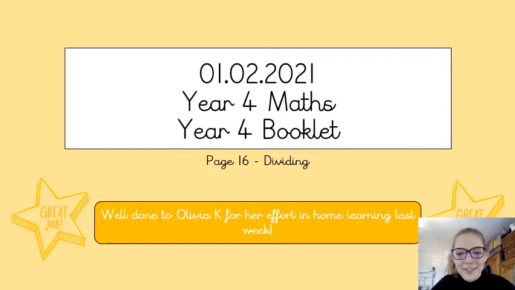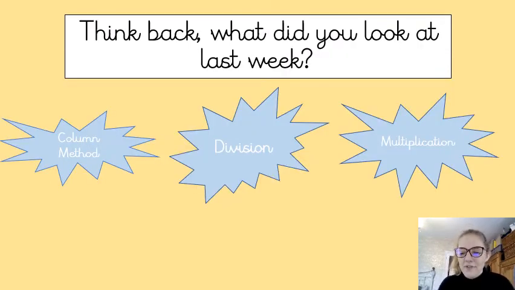Okay, so very quickly, we're just going to have a think back to what we did last week. What different things did you look at? So we looked at column method, but we looked at it in relation to multiplication. We've started to look at division and we're going to finish that off today. And we finished off our multiplication at the start of the week. So they're the three things that we've looked at this last week, and then we're going to be moving on to some new topics this week.